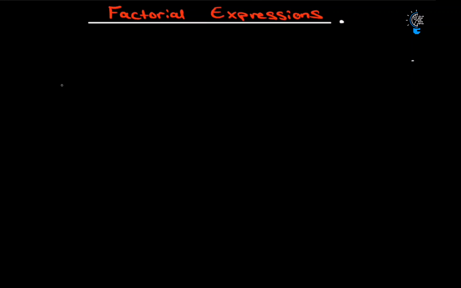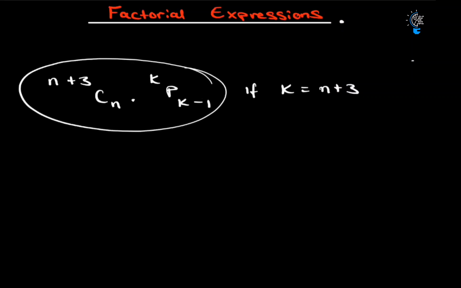Okay, let's do a more complex question. Let's say we are given an expression that looks like this: n plus 3 combine n multiplied by k permutation k minus 1. And we are told that if k is equal to n plus 3, then the question tells us to evaluate this expression.